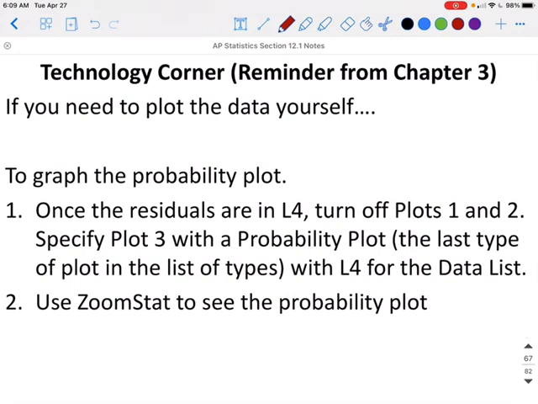If you need to plot the data itself, to graph the probability plot, once the residuals are in list 4, you're going to turn off plot 1 and plot 2, and you're going to specify that plot 3 will be a probability plot. If you go to the types of graphs when you're in the plot, it's going to be the last one. It's going to look almost like a scatter plot that's a straight line. And you're going to do this with list 4 for the data list. And if you hit zoom stat again, so zoom and select option 9, you will then have your probability plot.